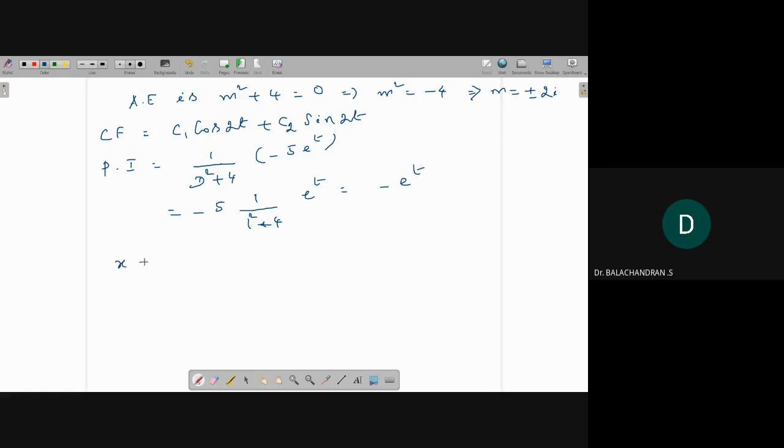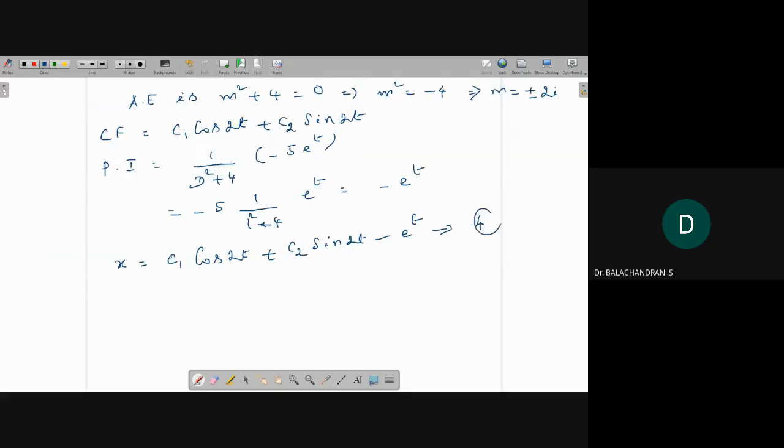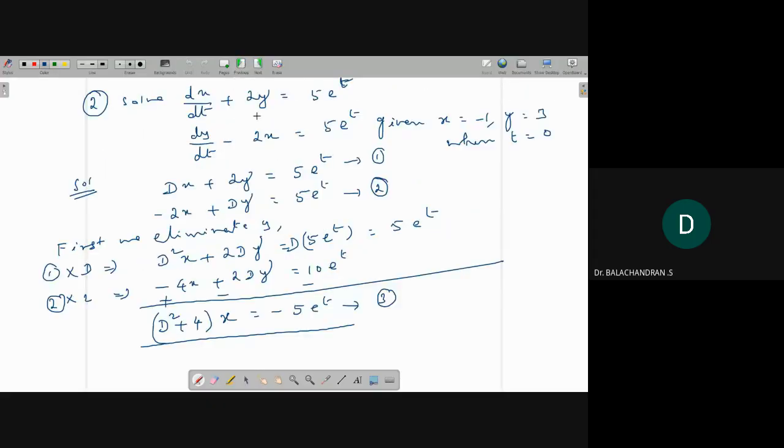Solving for x, x is equal to the complementary function c1 cos 2t plus c2 sin 2t, and the particular integral is minus e power t. This is equation number 4. So now we need to find y. It is better to choose the first equation, because here I have Dx. You substitute x here, and you can easily find y.